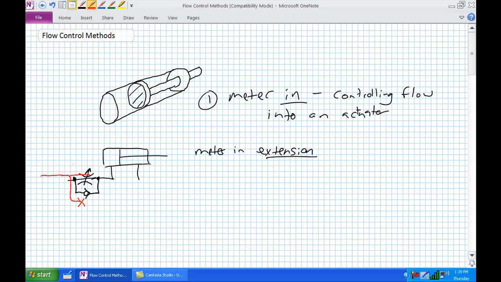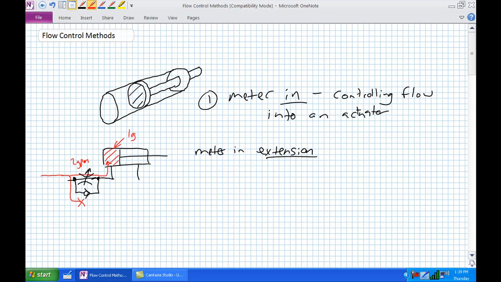And what happens here is basically, let's say it's 2 gallons per minute. Let's say we've set it up here. This thing will extend at a speed limited to our flow rate of 2 gallons per minute. Okay, so let's say this volume here happens to be 1 gallon. How long will it take that thing to extend? 30 seconds. So that is a meter in extension.